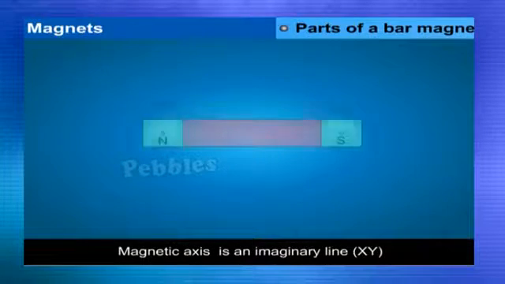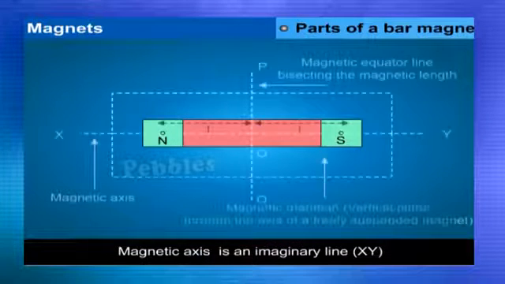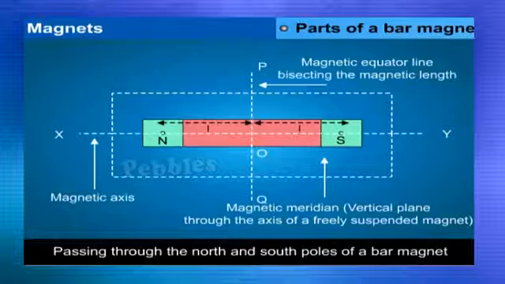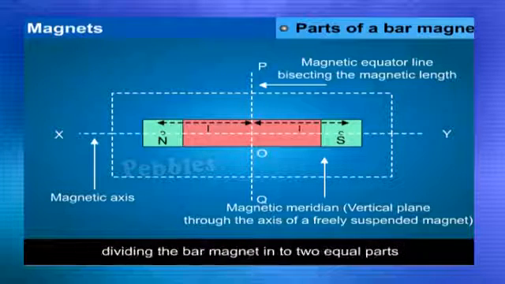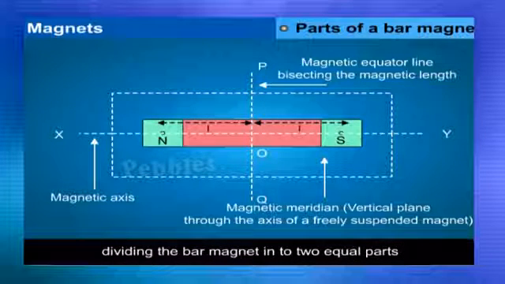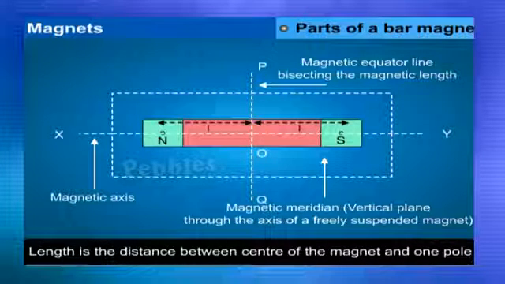Magnetic axis. It is an imaginary line, XY, passing through the north and south poles of a bar magnet. Magnetic equator. It is an imaginary vertical line, PQ, dividing the bar magnet into two equal parts. Effective length. It is the distance between the magnetic north pole and magnetic south pole. Length of a magnet. It is the distance N or S between the center of the magnet and one pole.